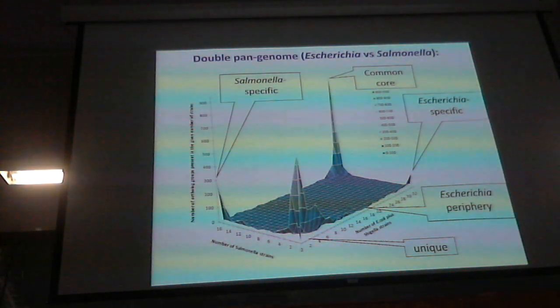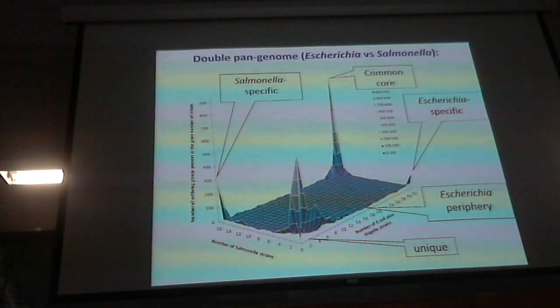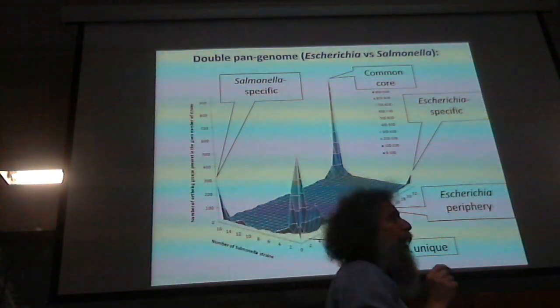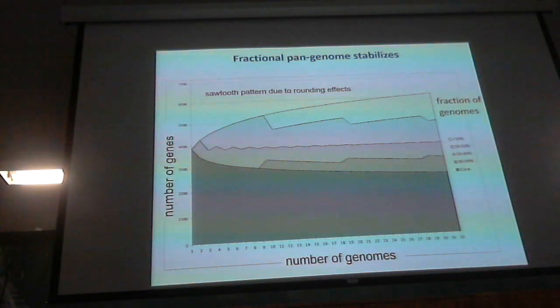So what do we have here? Again, we have lots of unique genes, not interesting, forget about them. We have the common core, which is quite large, simply because Escherichia and Salmonella are closely related genera. But the common core in this case, well, for Escherichia only, the core size was something like 2000. Let's check. Yeah, over here. Around 2000.